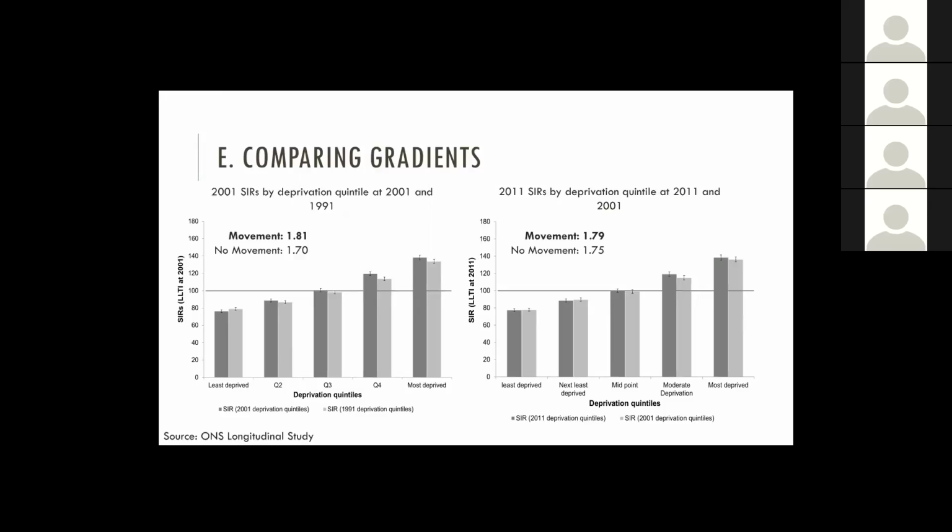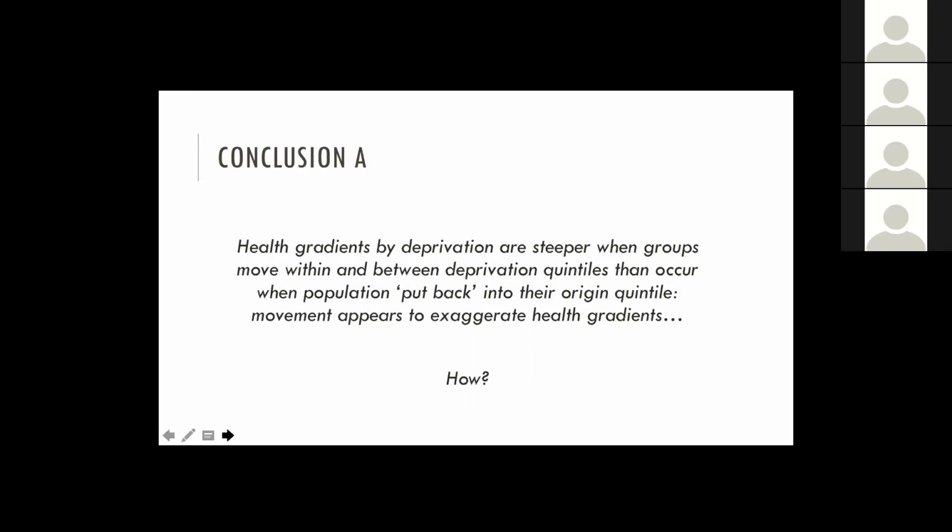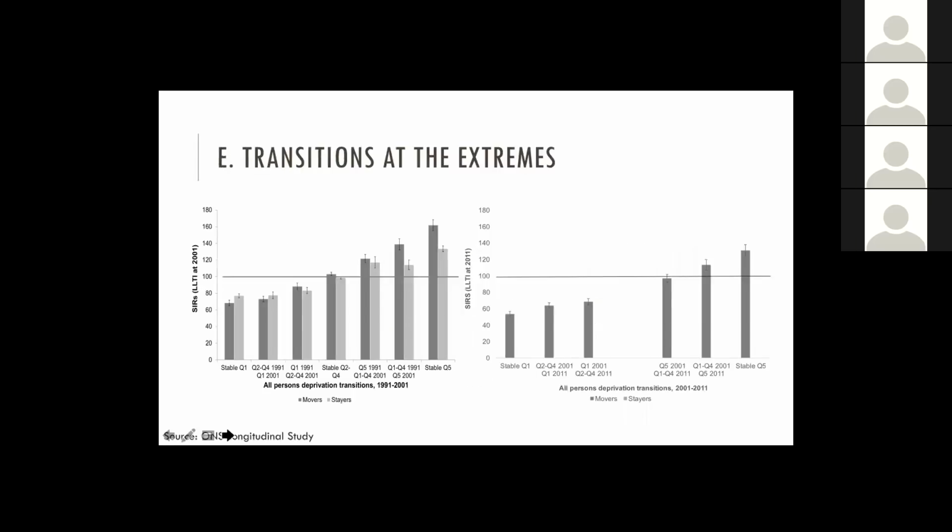So the conclusion to this part of the research is that health gradients by deprivation seem to be steeper within and between deprivation quintiles than what occurs when you put the population back into their origin quintile. So movement appears to exaggerate health gradients, but how is it doing that? That leads us on to the second part, where we're looking at transitions.